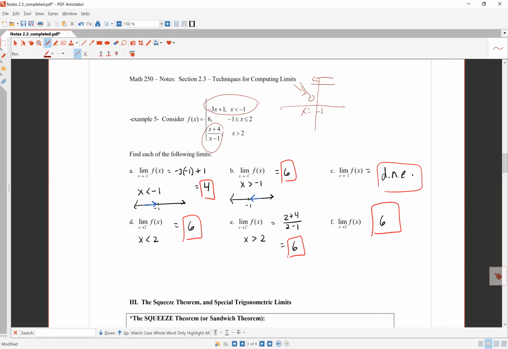But look at x goes to 2, from the left or from the right, you still get the value of 6, because we can actually substitute. If the limit as x goes to 2 from the right, we can use direct substitution because 2 is in the domain. For x greater than 2, that last function, x plus 4 over x minus 1, is defined for x greater than 2. So as you go from the right, we can just use direct substitution. In this case, the limit from the left and the limit from the right is 6. So in this case, the limit exists.